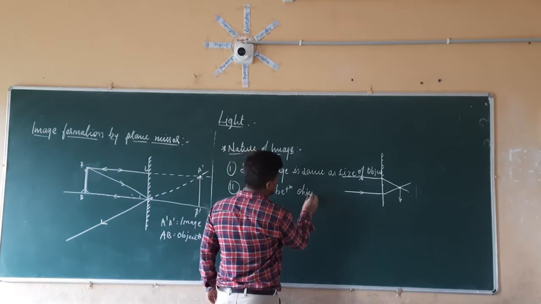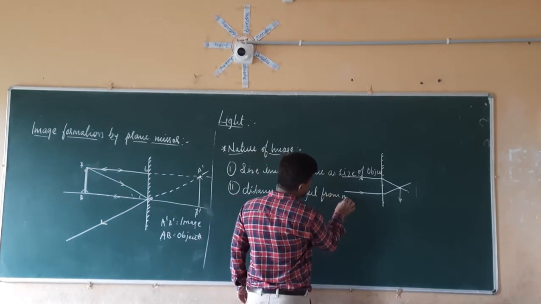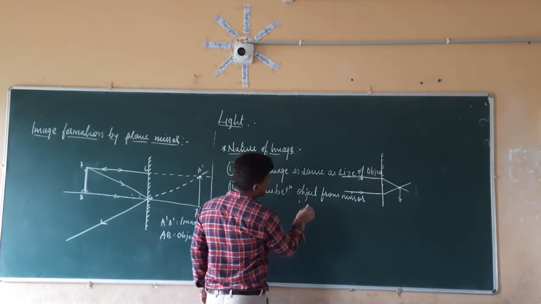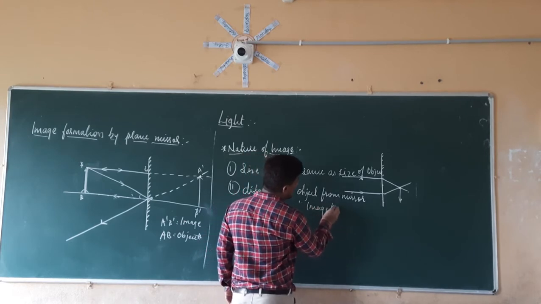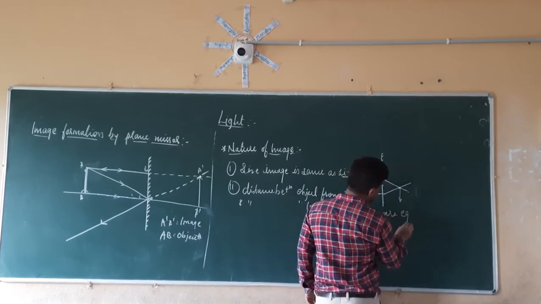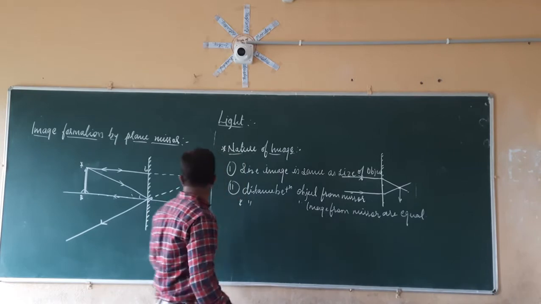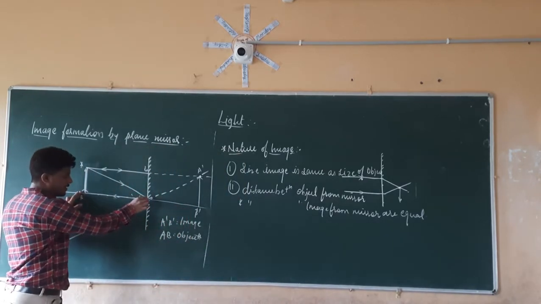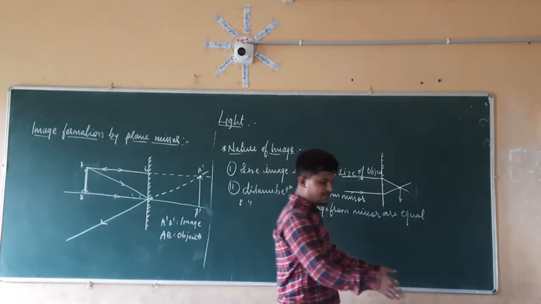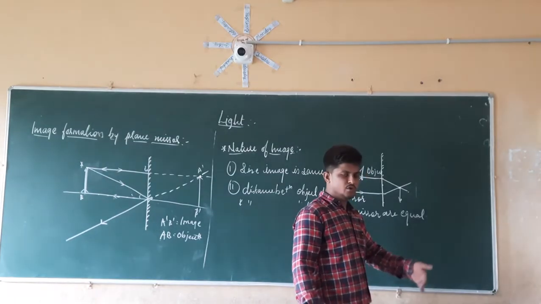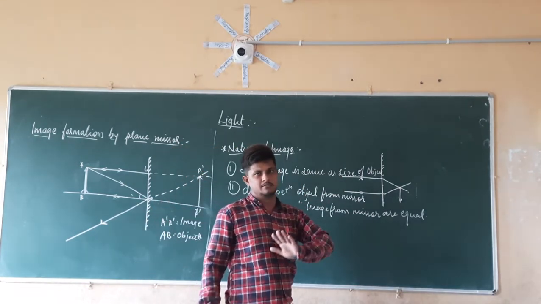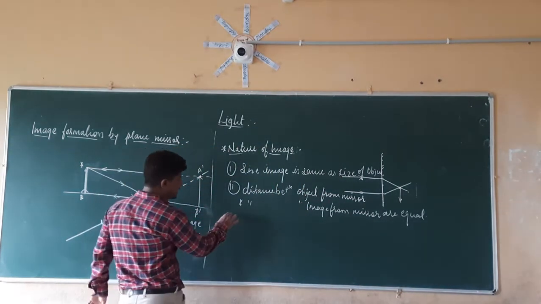The distance of the object from the mirror and the distance of the image from the mirror are both the same, both equal. So if you move towards the mirror, the image is also going to move towards the mirror. If you move away from the mirror, that image is also going to move away from the mirror only. Right? So this is the second property.